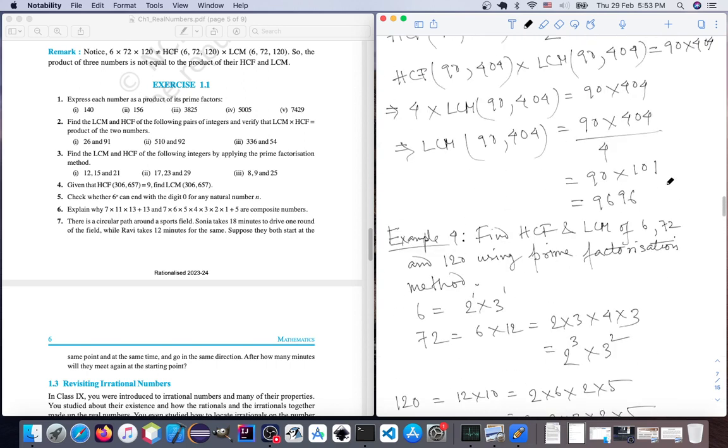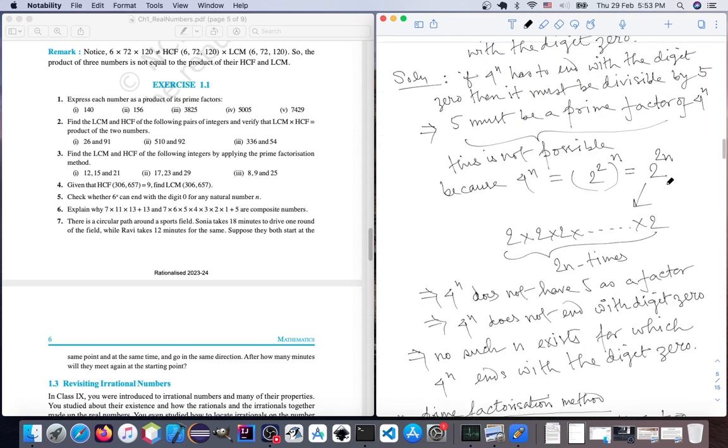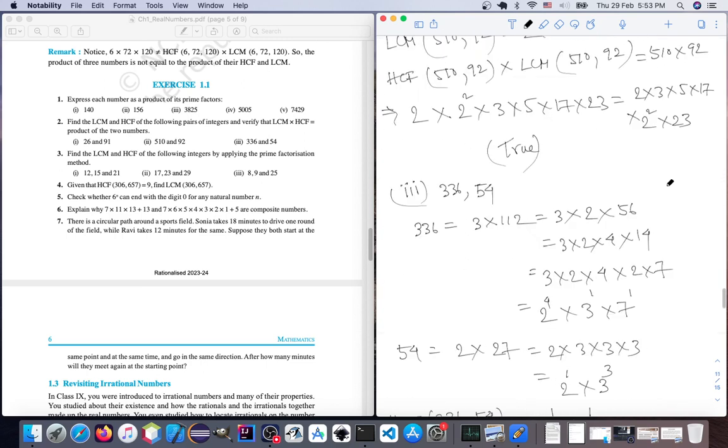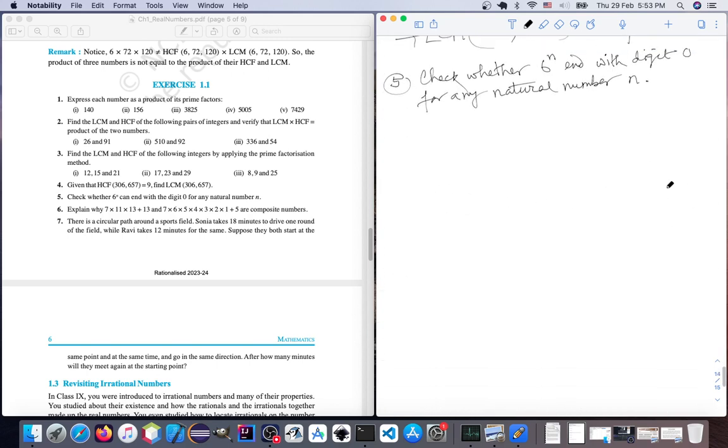So it is similar to the solved example we did earlier, where we were trying to see if the number 4 to the power n ends with the digit 0. Similarly, we will proceed here, and the basic concept we are applying is the prime factorization of 6. That is the core concept to solve this problem.